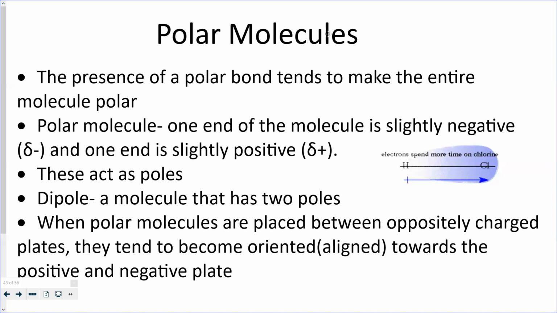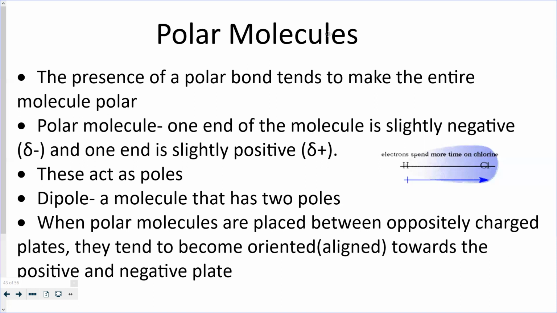These two ends can act as poles, so like a magnet. And we say that they will have what we refer to as a dipole. So di means two. So this is going to be a molecule that has two poles. So a molecule that has a positive end and a negative end. And these tend to react with other polar molecules or even magnetic fields they can interact with as well.